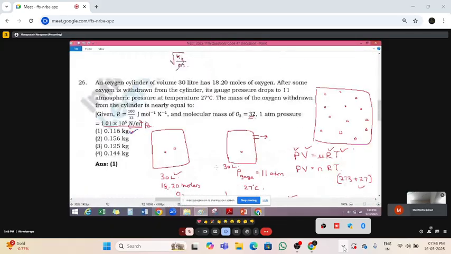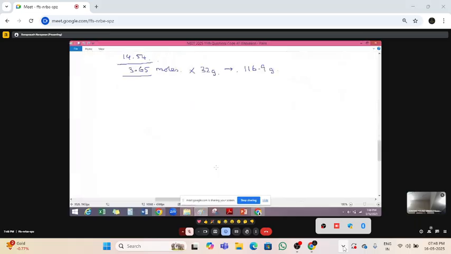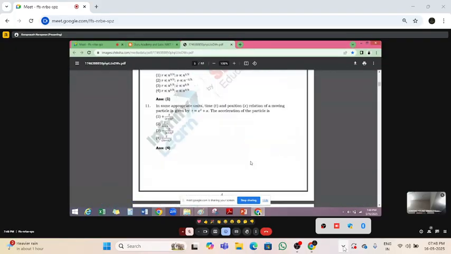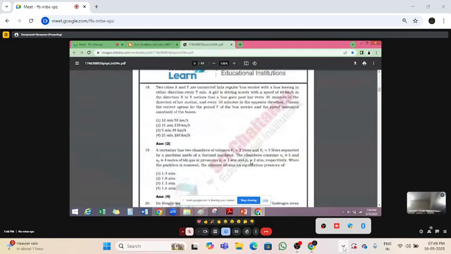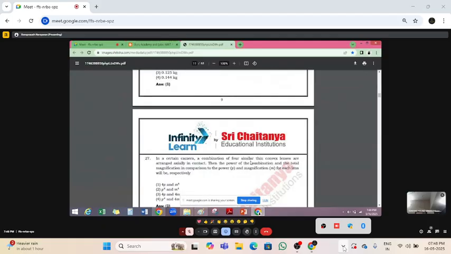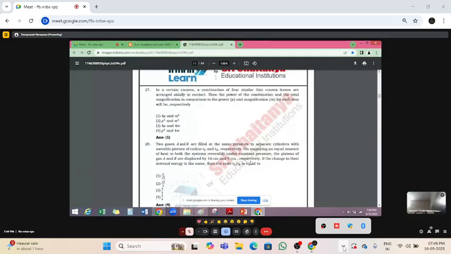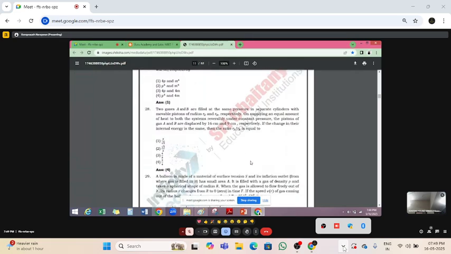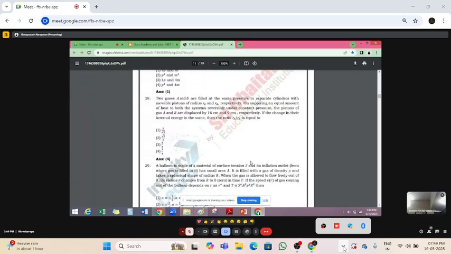So if I go back and check this file, I think we have done up to 26 in the last class. Okay, 27. I think this is 12th portion. 28, 11th portion. So we can do this.